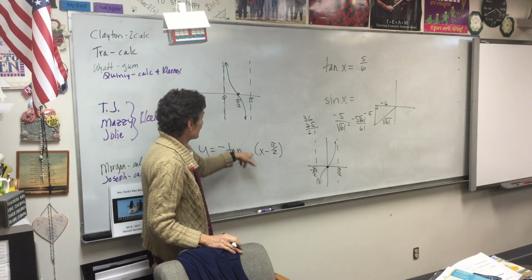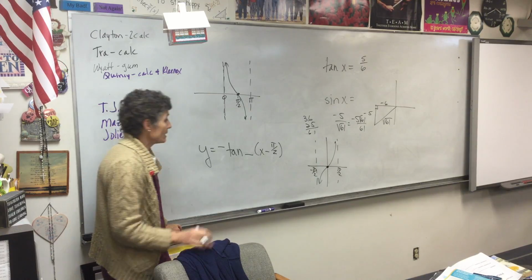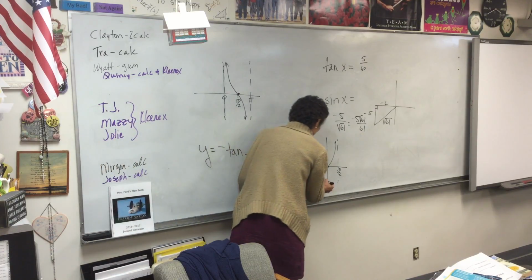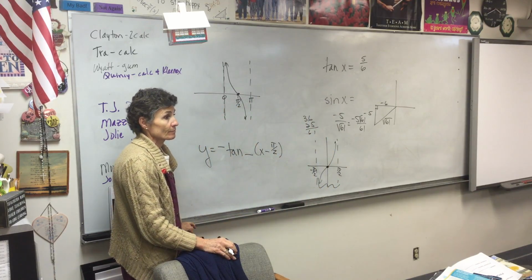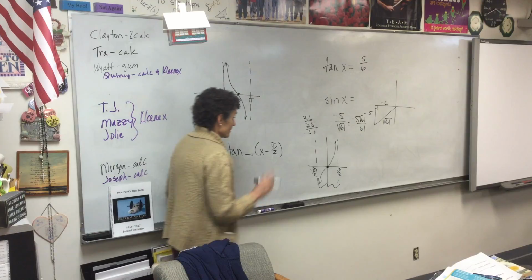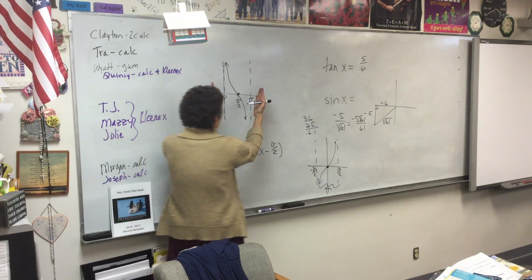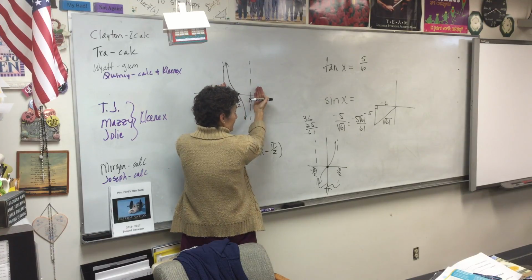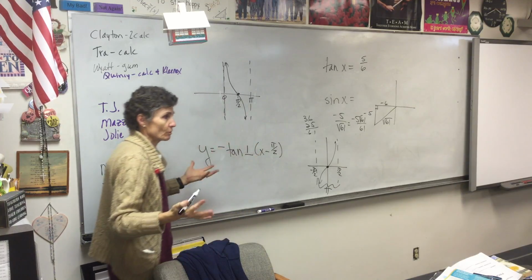Now what does that number control? That controls the period. The normal period of a tangent and a cotangent is pi. That's the normal period. What's the period of this? That's asymptote to asymptote. What's the period of it? Pi. So guess what? We didn't change anything, right? So that number is just a 1, or not there.